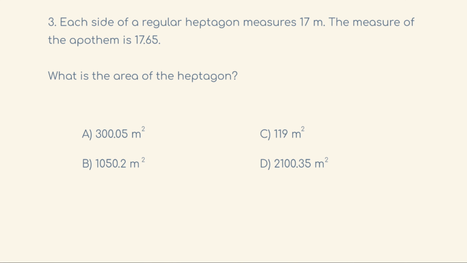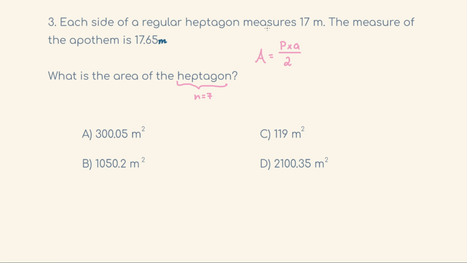So each side of a regular heptagon measures 17 meters. The measure of the apothem is 17.65. This should say meters. What is the area of the heptagon? Okay, so now we're no longer looking at just angles. We're looking at the area of a regular polygon. Which polygon? A heptagon, which means that n is equal to 7. There's 7 sides. Now remember, the area for any regular polygon is perimeter times the apothem divided by 2.